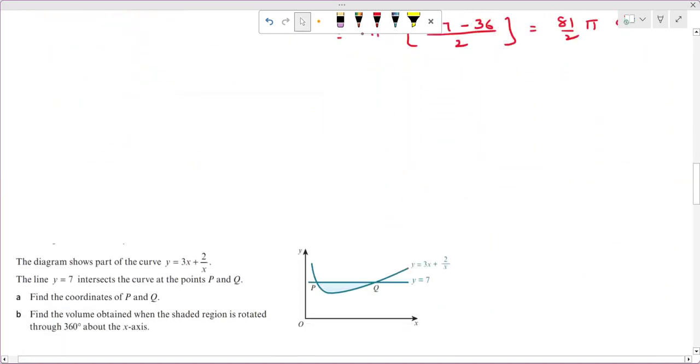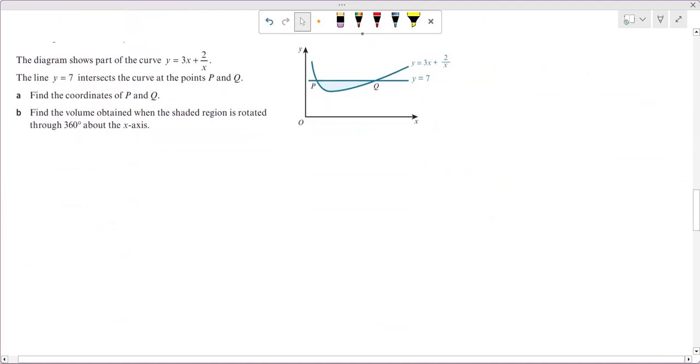Now say here, if the question is like this, the diagram shows a part of the curve y is equal to 3x plus 2 by x and the line y is equal to 7. The line is given like this, and the curve and the line are given over here. Now find the coordinates of P and Q. That's fine. And find the volume about the x-axis. About the x-axis they said, okay, that's fine.